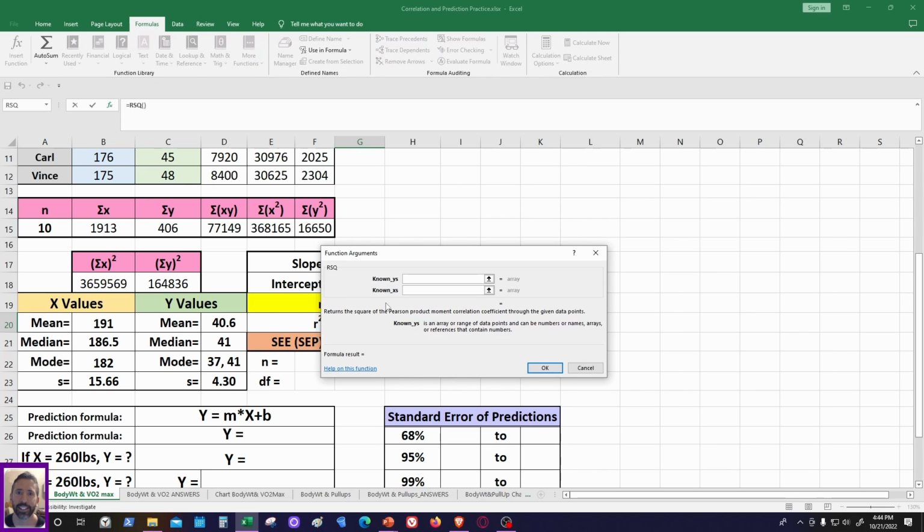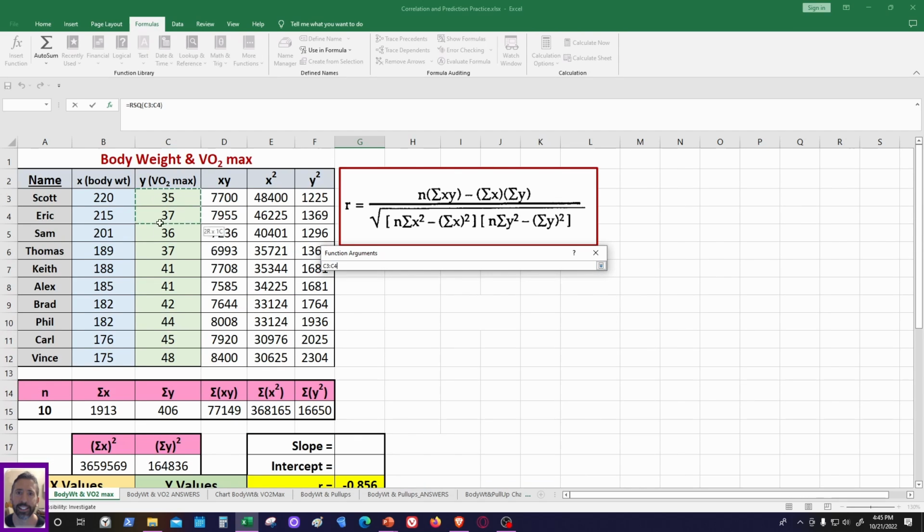And be very careful. Make sure you look at this input box. It's asking for the Y values first. If you put your X values in first, it could completely throw off this formula. So always double check and make sure you look to see what Excel is asking for. So in this example, it's asking for your Y values first. So let's put those in. All right, we're going to put our VO2 max scores in.